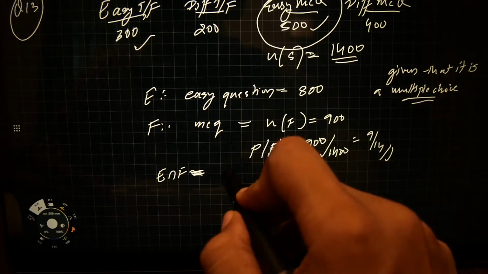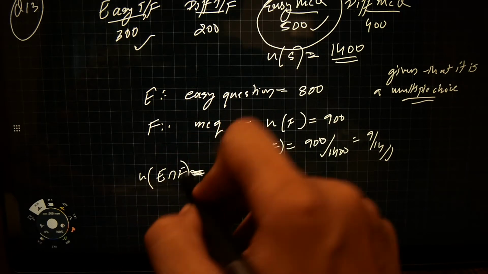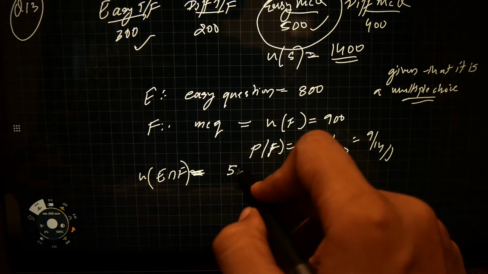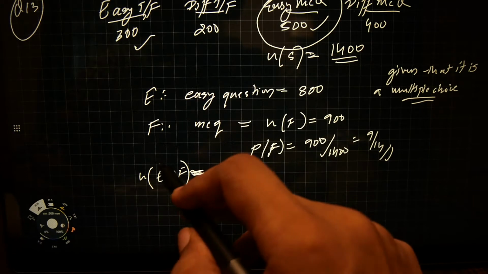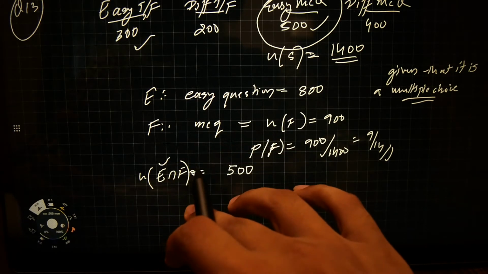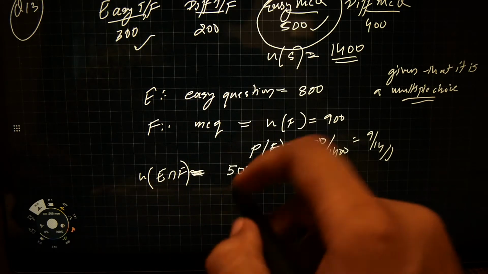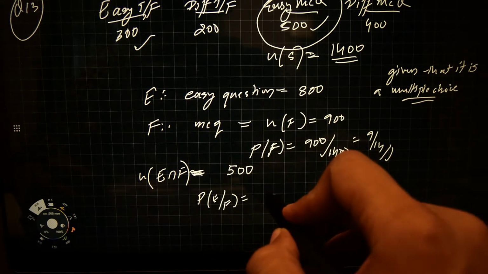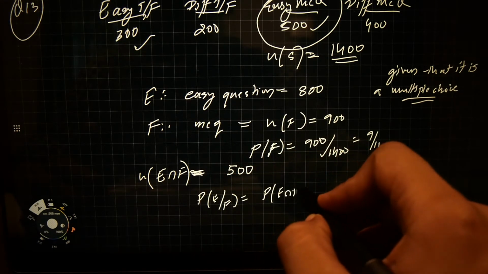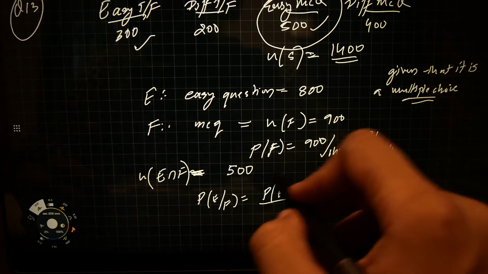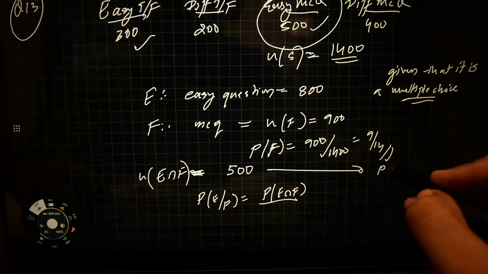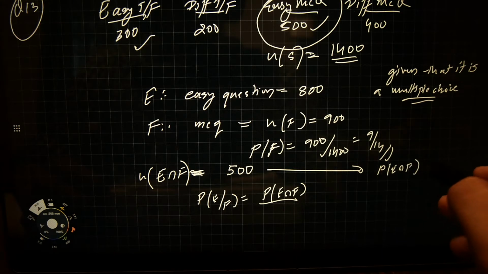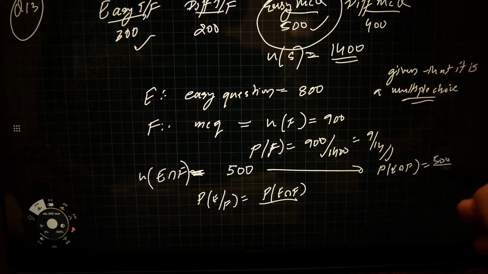Only 500. So N of E intersection F is 500, because E intersection F means it is easy as well as it is a multiple choice. Okay, now P of E given F is P of E intersection F divided by P of F. What is P of E intersection F? We didn't find that. P of E intersection F will be 500 by 1400, which is 5 by 14.